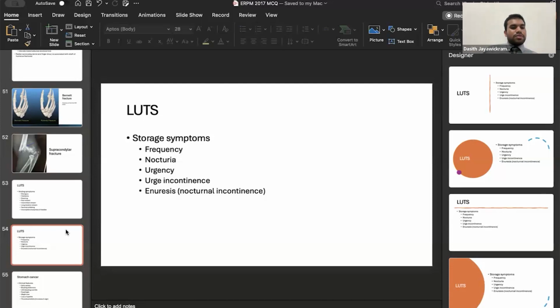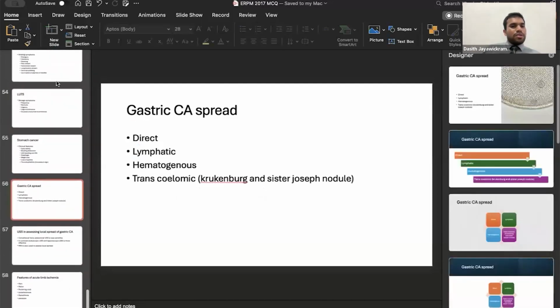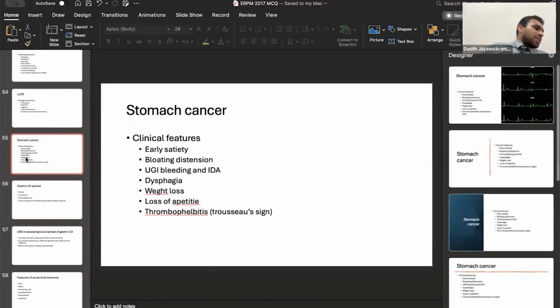So stomach cancer. What are the clinical features? Early satiety, abdominal distension, bloating, upper GI bleeding with features of iron deficiency anemia, dysphagia, and weight loss are very characteristic for gastric carcinoma. Weight loss and loss of appetite are very characteristic for gastric carcinoma. Apart from gastric carcinoma, weight loss and loss of appetite are associated with pancreatic carcinoma and cholangiocarcinoma. So those three are very notorious for causing weight loss and loss of appetite.